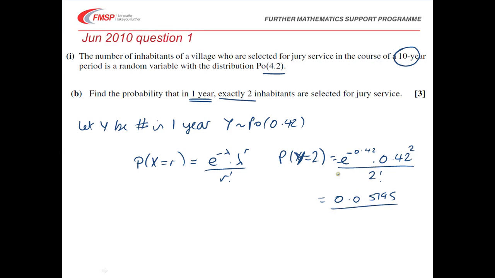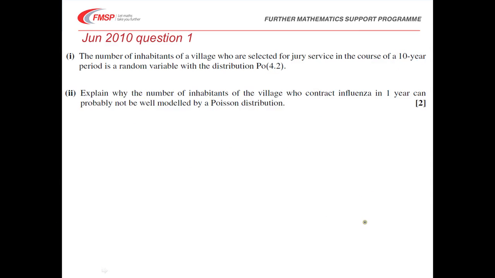You can, in theory, interpolate from the tables, but it's not advisable and it takes too long. Okay, so 3 marks for this. You get a method mark for recognizing we're dealing with Poisson 0.42. We then get a method mark for using the formula correctly and an accuracy mark for getting the correct answer.